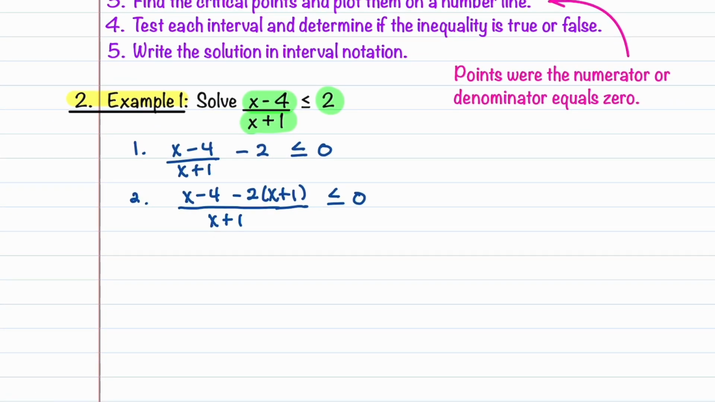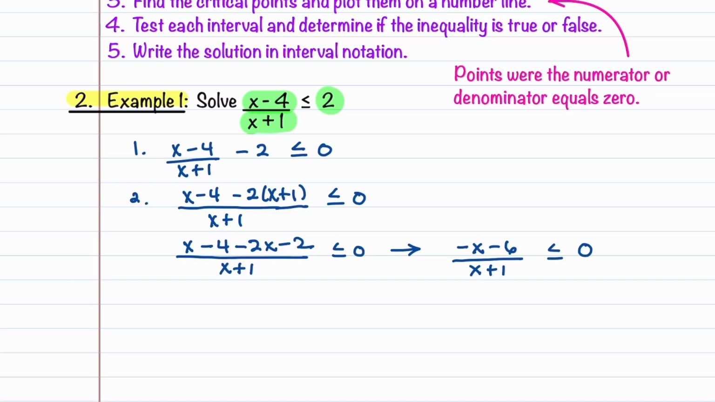Before we go on to our next step, let's simplify this. This is x - 4 - 2x - 2, all divided by x + 1, is less than or equal to 0. To save space, I'm going to go over here to the right. Our numerator is going to be -x - 6, and our denominator is x + 1, and all of that is less than or equal to 0. I'm going to highlight this because we're going to need this in a few minutes.